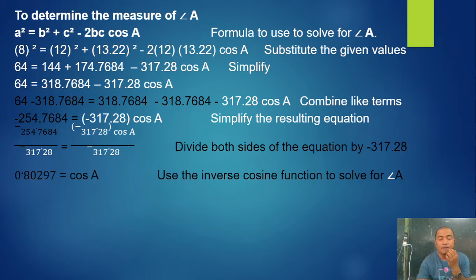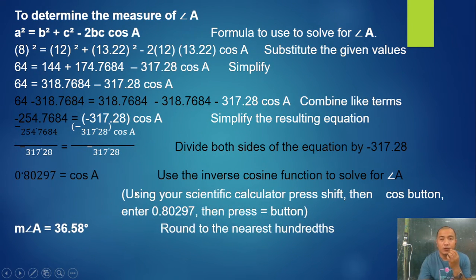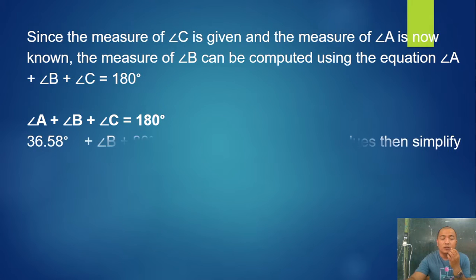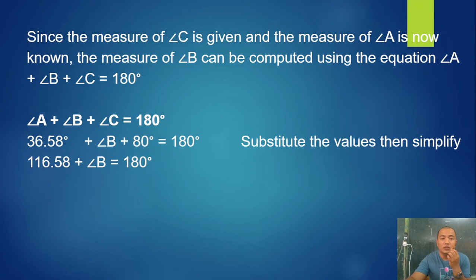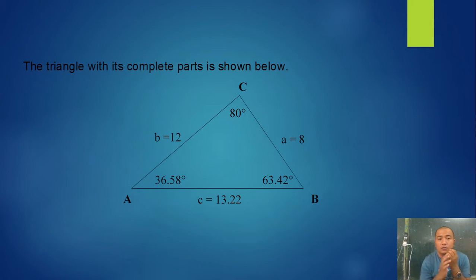Then to solve for angle A, press shift cosine on your calculator of 0.8297, which is equal to 36.58 degrees. Since two angles are known, we can now determine the measure of the third angle. Substitute: angle B is equal to 180 minus 80 minus 36.58, which is 63.42 degrees. If the three angles and the three sides are already solved, then the triangle is solved. Those are the complete parts of the triangle now.